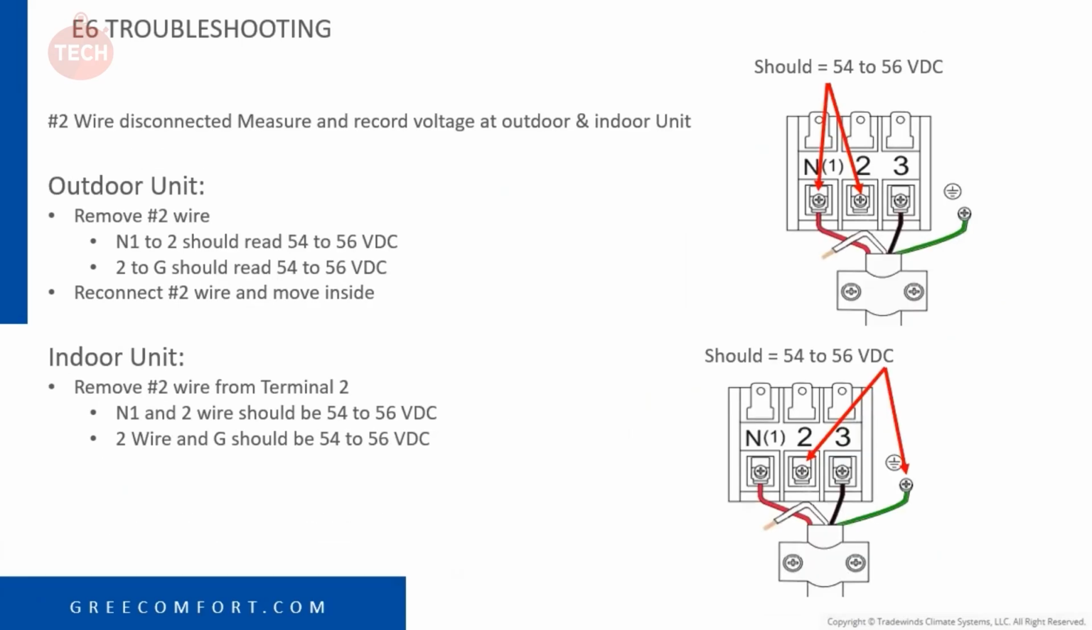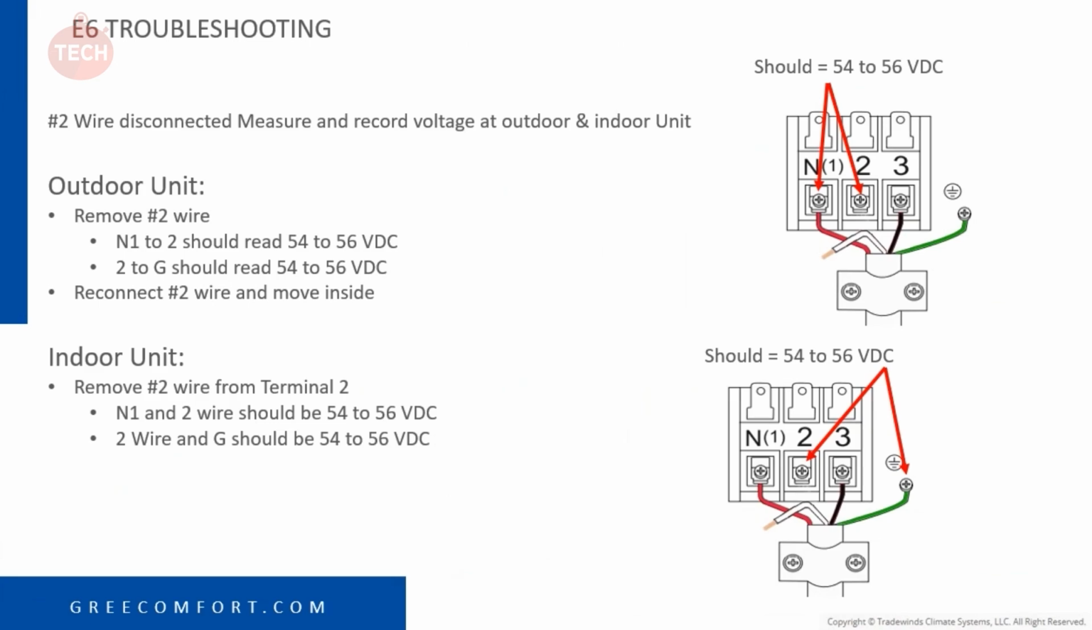So now what we do, as you can see in the picture, we're going to turn off power. We're going to remove number 2. Number 2 is our communication wire. We're on the outdoor unit removing the number 2 wire that goes to our indoor head. So we're isolating the outdoor unit now. We're going from 1 to 2 on DC volts. We should be somewhere between 54 to 56 volts. 55 volts DC is ideal communication.